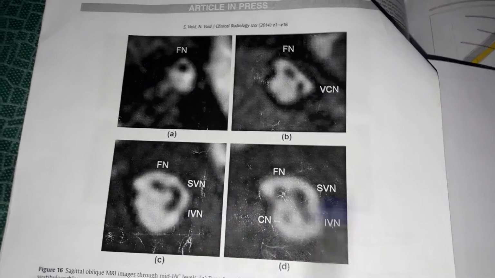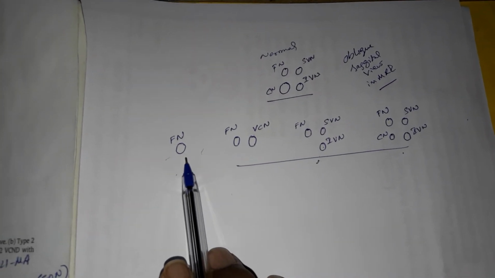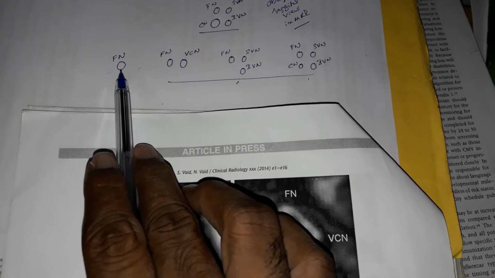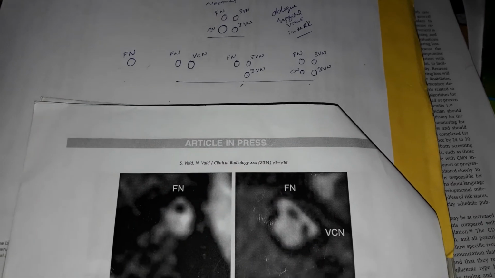Now compare this with the line diagrams. Here only the facial nerve is seen. Here only the facial nerve is seen. Here the facial nerve and vestibulocochlear nerve. Here the facial nerve, superior vestibular nerve, inferior vestibular nerve. Here the facial nerve, superior vestibular nerve, inferior vestibular nerve, hypoplastic cochlear nerve.